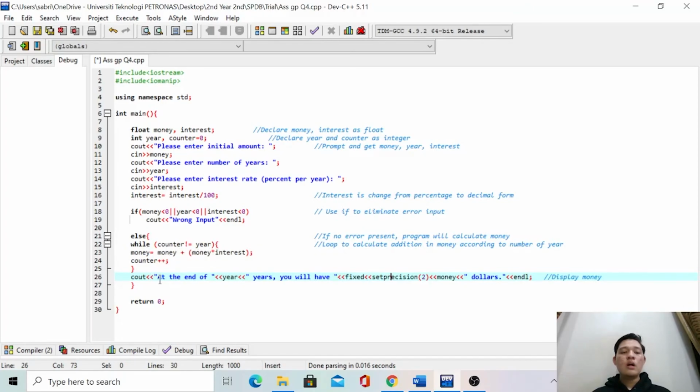Then we will cout at the end of how many years, the amount of money. We set precision 2, which is to set the decimal places to 2 places only. We display the money. So return. End of program. So that's all from me. Thank you.